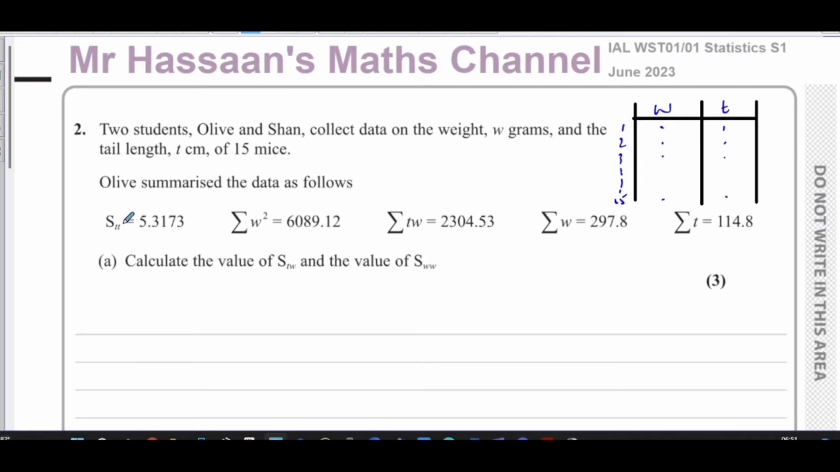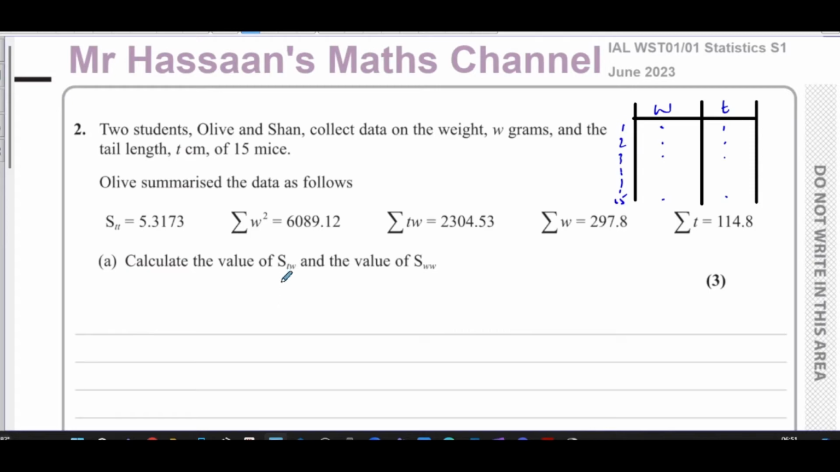So STT is basically the variance of these values, how spread apart the T values are. STW is the variance between the W and the T. That's called the covariance of W and T, how spread apart they are as compared to each other, you could say. And SWW is the variance of how spread out the values of W are. It's a measure of how spread apart they are. That's what this S stands for.